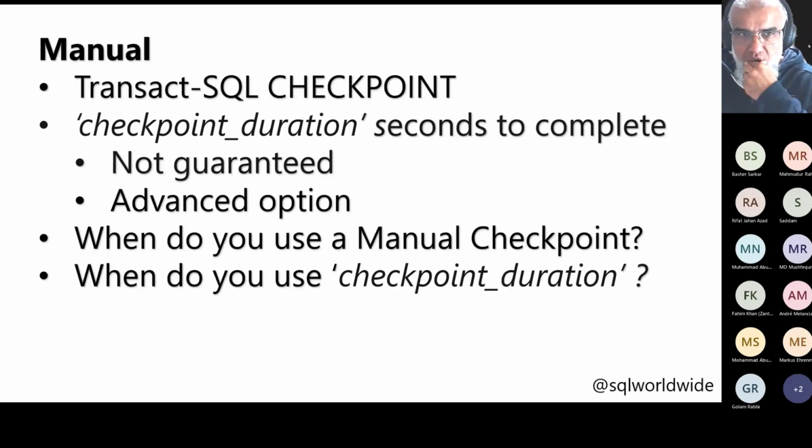The other one is a manual checkpoint. So I can go and issue a manual checkpoint anytime with a small piece of T-SQL. You just say CHECKPOINT and it does it for you. You can also pass a parameter with that, called checkpoint duration, and the value is in seconds. Though the engine doesn't guarantee that it will respect that duration, it will try to complete within the duration that you put in. So when do you use manual checkpoint, right?